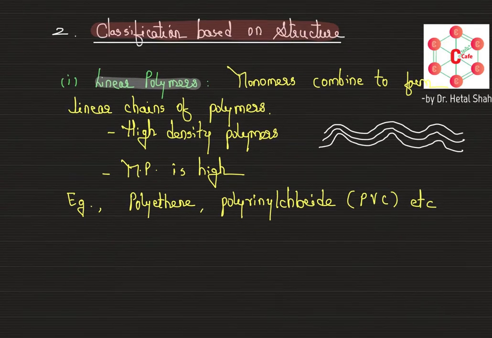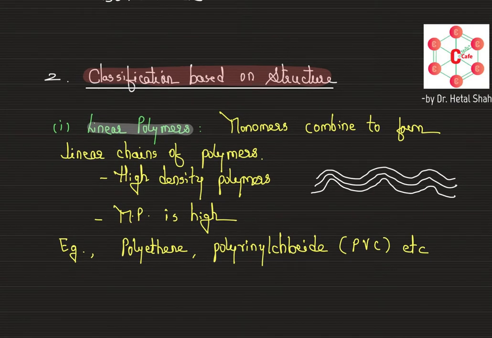So these are linear polymers. Here monomers combine to form a linear polymeric chain. So these different polymeric chains can really remain close to each other. So such polymers are always high density. They also have very high melting points, etc.